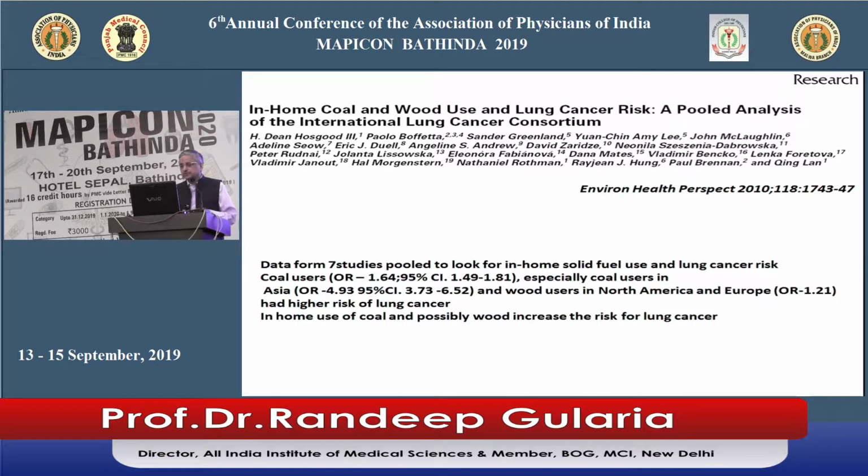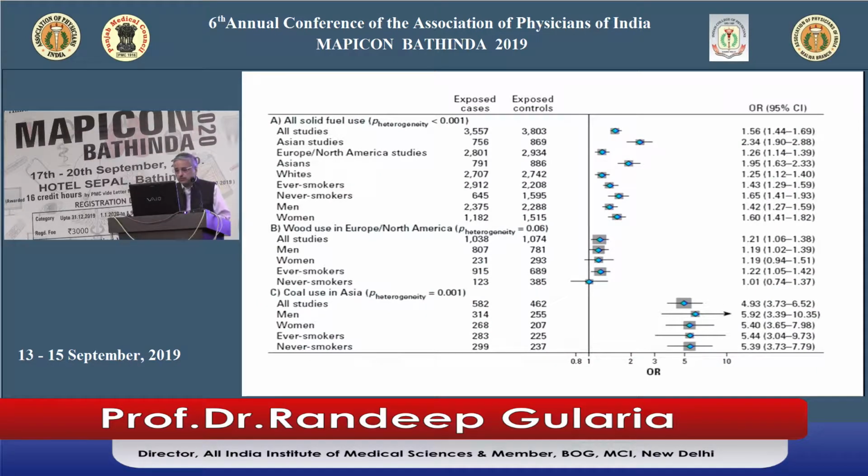This is a paper published in 2010 which looked at in-home coal and wood use and lung cancer risk. This is a pooled analysis of the International Lung Cancer Consortium, and this looked at 7 studies, and they actually looked at Asian data also and showed that wherever there was more coal use, there was a significantly high risk as far as lung cancer was concerned. The odds ratio was up to the tune of 5 in Asian studies where people were using coal or wood as far as cooking was concerned.